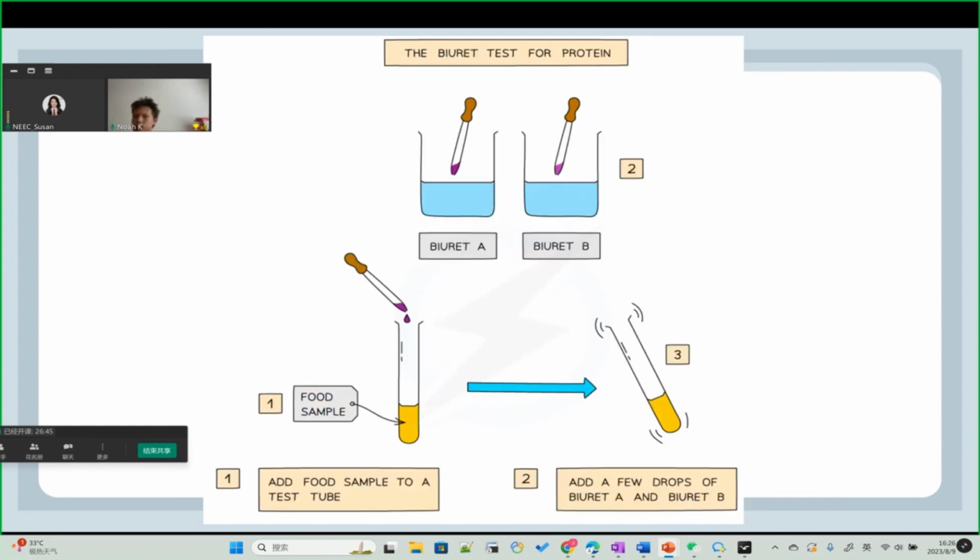And the final one is about the biuret test. It's also really simple, like the iodine test. You just add a few drops of biuret solution into your food sample and then kindly shake it. What does this say, A and B? Biuret A and biuret B. Because the biuret solution is composed of two parts, two different kinds of chemical reactants. However, they are not required for you to memorize in GCSE. So you just call it biuret solution.